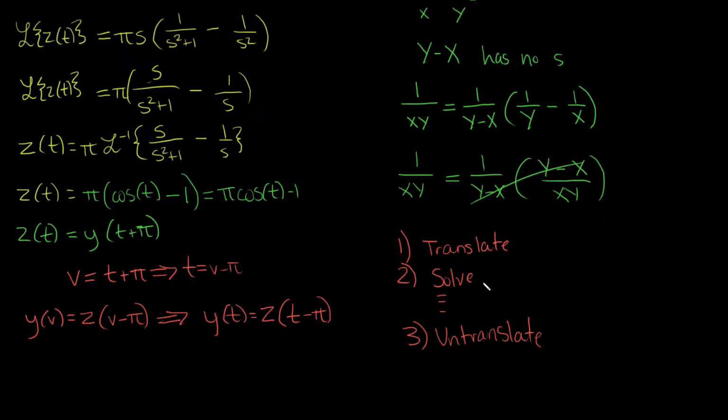What we have now is that y of t equals z of t minus pi. Z of t minus pi is pi times the cosine of t minus pi, and the cosine of t minus pi is just negative cosine of t, so this is all just negative pi times the cosine of t minus 1. That is our final solution, so enjoy it.